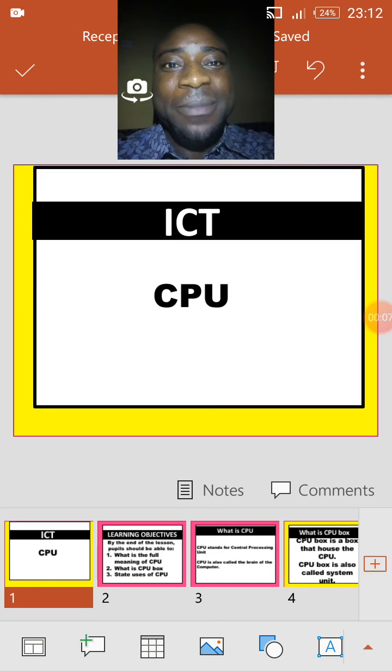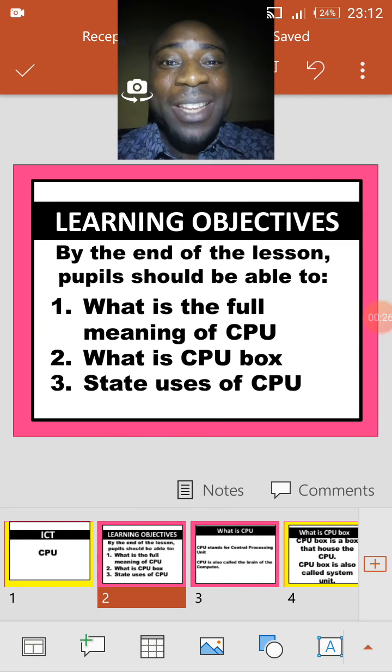You're welcome to this class, and today we want to look at these three letters, CPU. Do you want to know the meaning of the CPU? Alright, join me as we continue. Today we are going to look at the full meaning of CPU and the CPU box, and to know the uses of CPU.